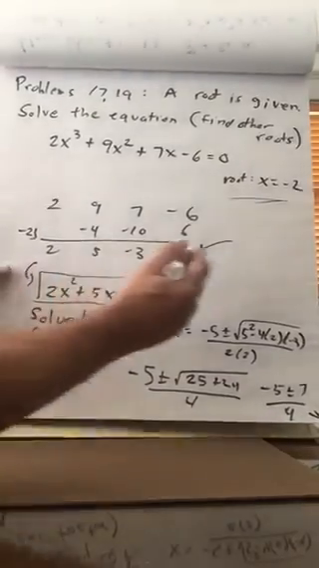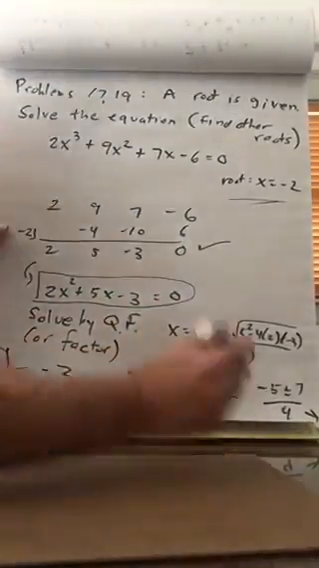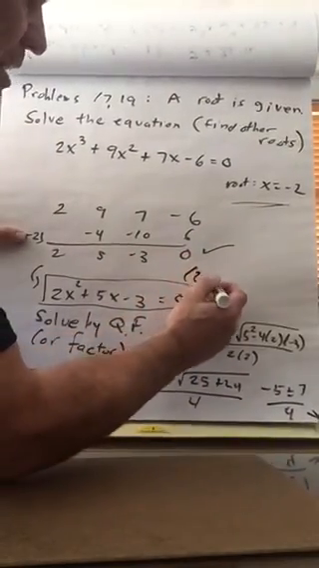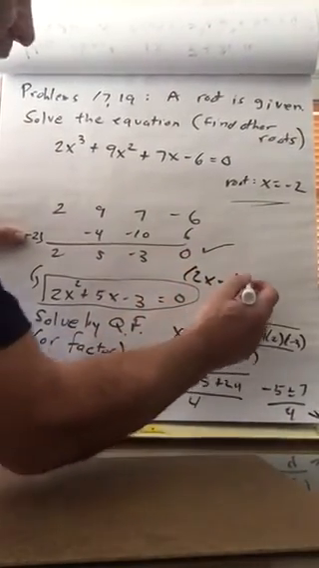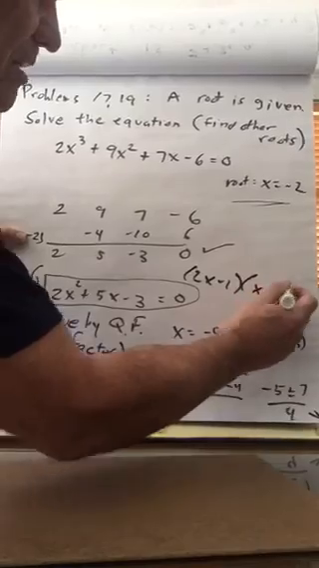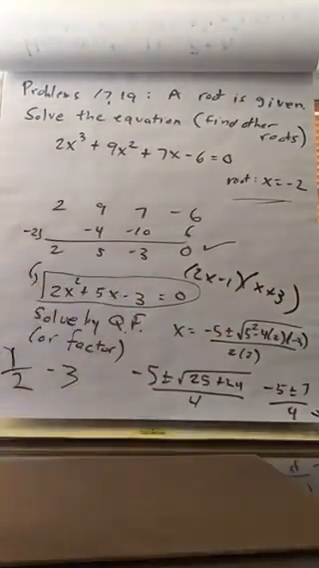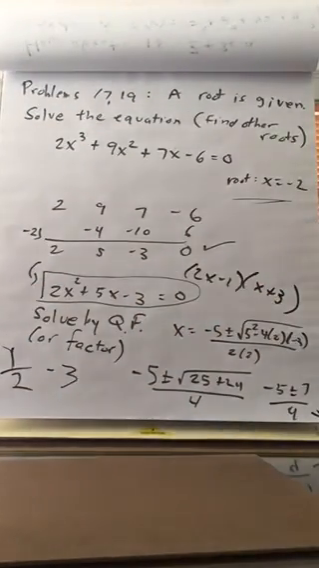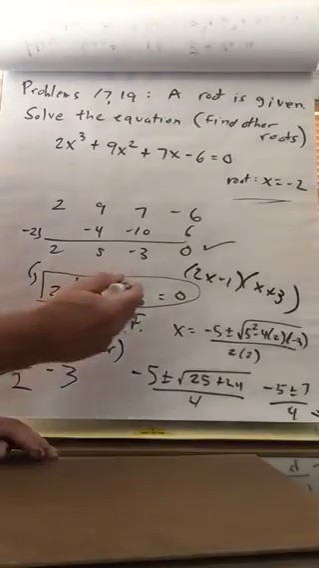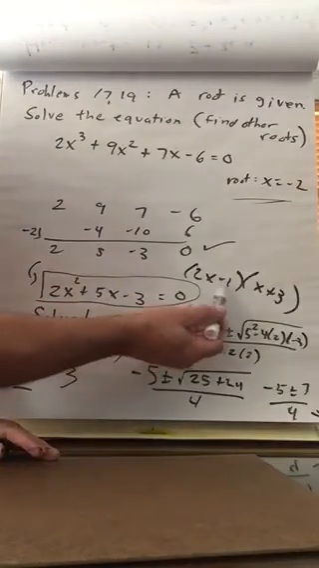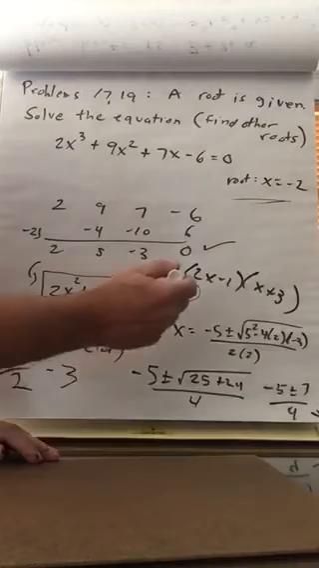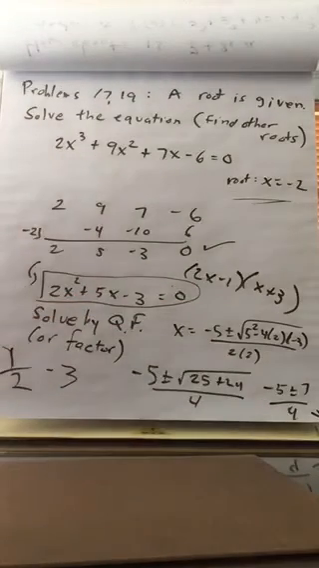So I think this would have factored into 2x minus 1 and x plus 3. Let's see. Yes, that's correct. So if you had factored it, you get your roots, positive 1/2 and negative 3. So you can do it that way, or you can do it by the quadratic formula.